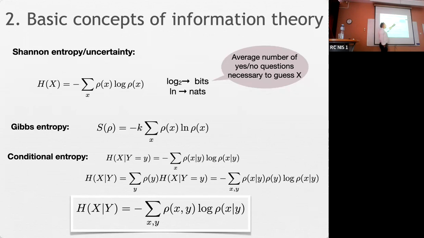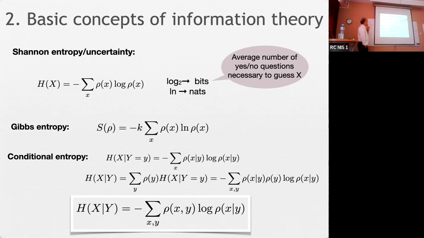In computer science, the log could be the natural log, or a log in base 2. In computer science, they use log in base 2. Although this is dimensionless, the unit that comes out when you use log 2 is bits. And if you use natural logarithms, it's usually called nats. One bit is 0.69 nats.